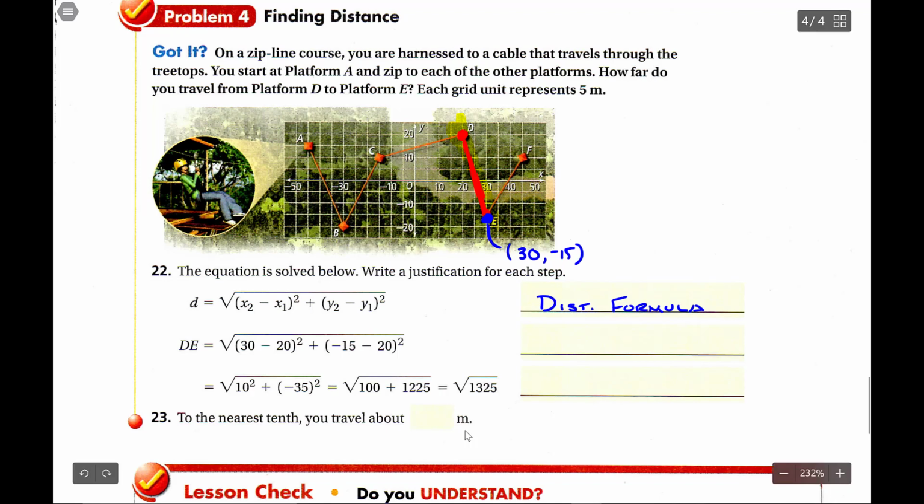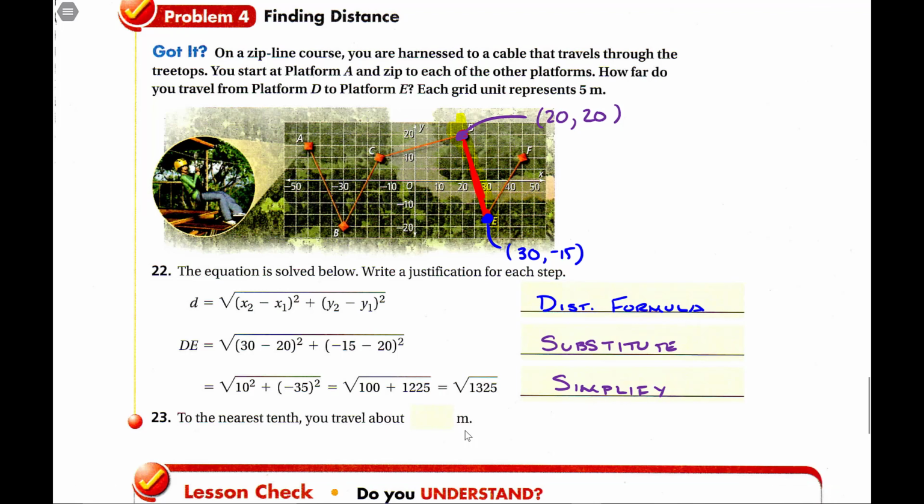And D is at 20 and 20. So that's where our x sub 1 and y sub 1 came from. So all we've done in this line here is just substitute in what we know. And then our final step is to simplify. We end up with the square root of 1,325. So we're simplifying to the nearest tenth, to find how far we travel.